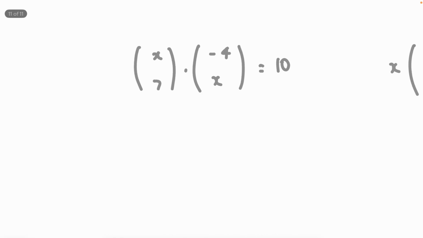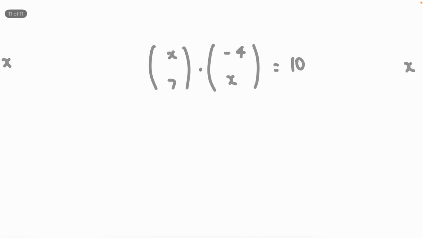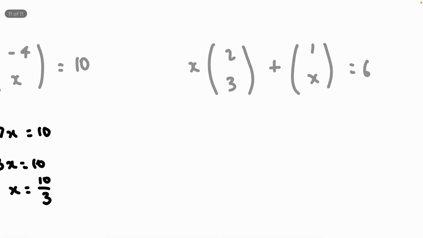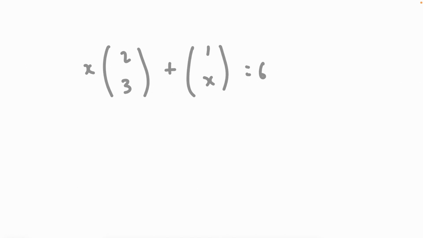And the next one is this one here. We need to dot product these two vectors together. So minus 4 times x plus 7x is equal to 10. And therefore, we can say that 3x is equal to 10, which means that x is simply equal to 10 over 3.